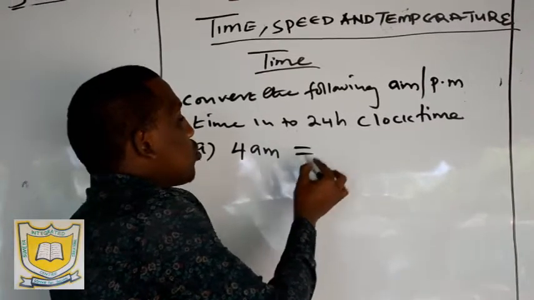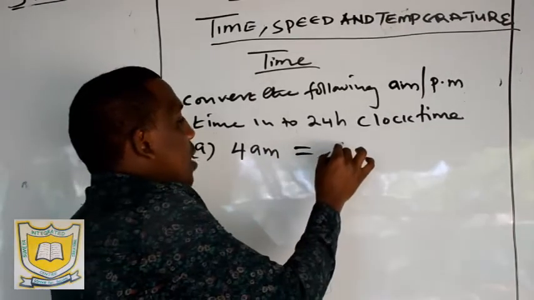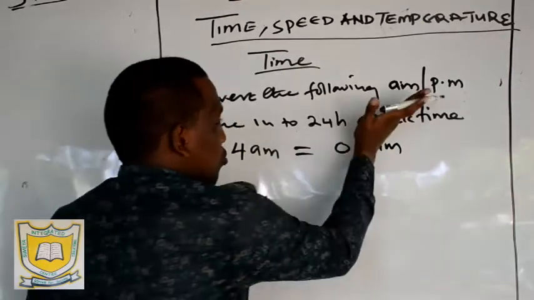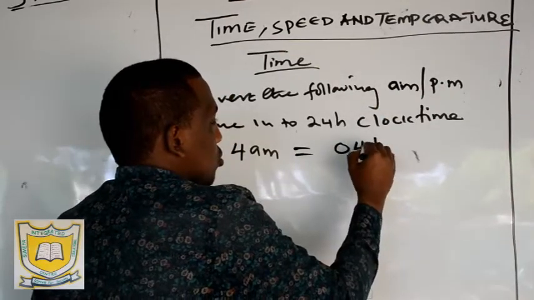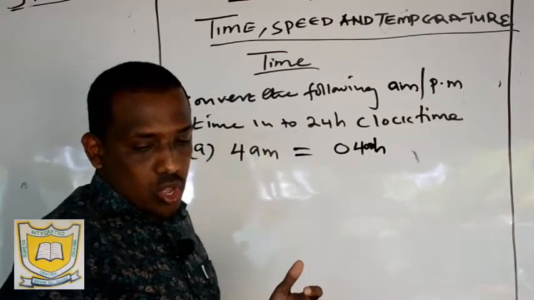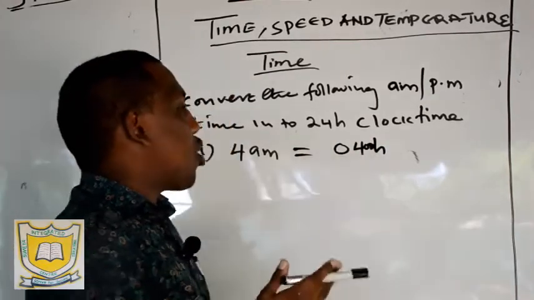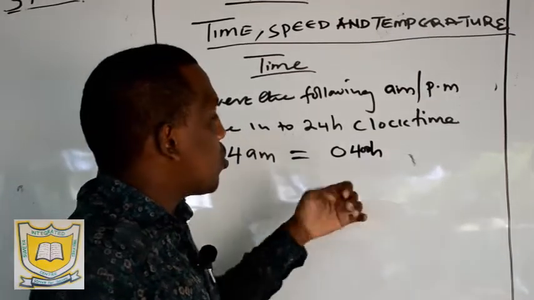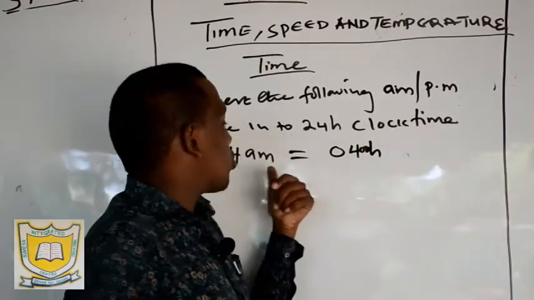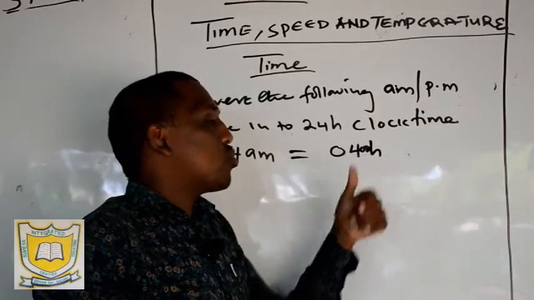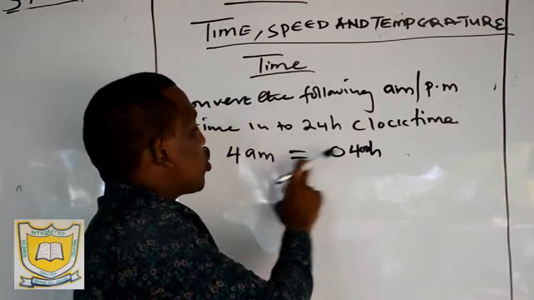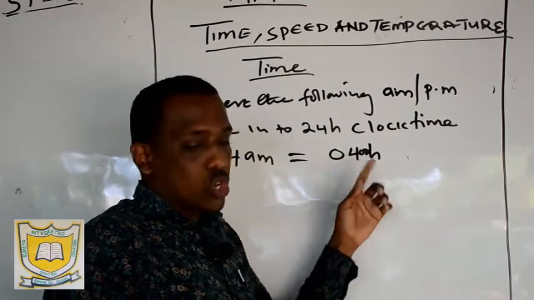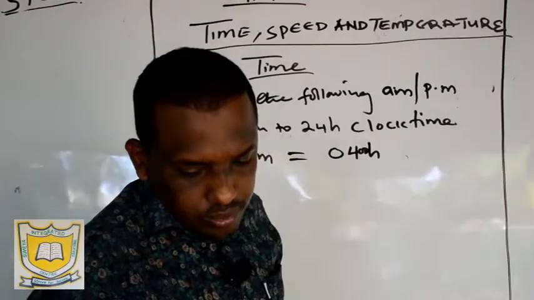Now I want to change this 4 AM into 24-hour clock system. It will become 0400 hours. When we are changing into 24-hour clock system, we don't use AM or PM. We introduce 0 before the hour, so it will become 0400 hours. That's how we change.